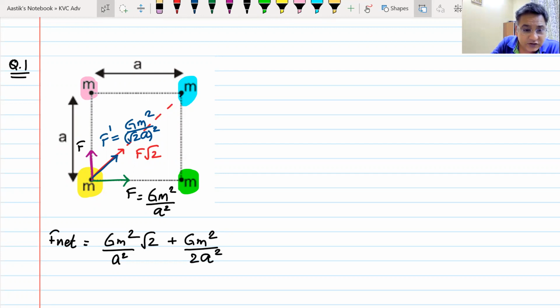But again, we must also understand the principle of superposition for gravitational field. This principle is valid everywhere. What do you mean by this principle of superposition? Principle of superposition of gravitational field. What do you mean by this principle of superposition of gravitational field?